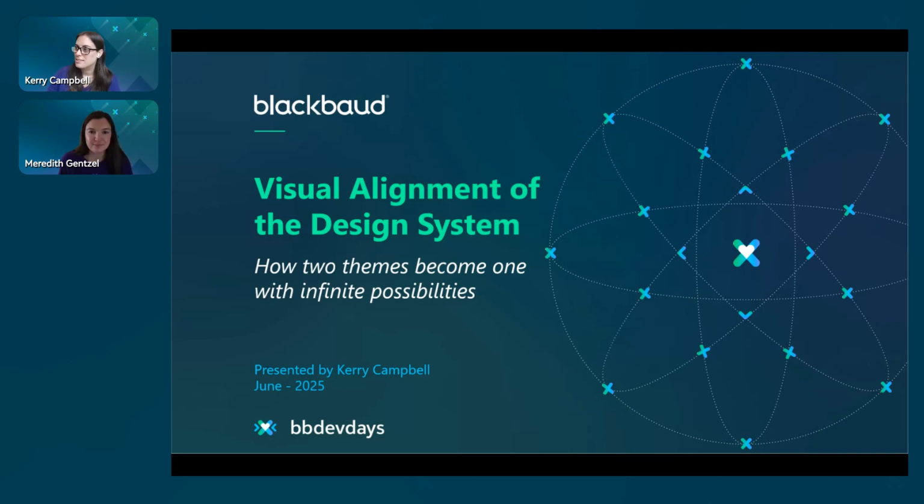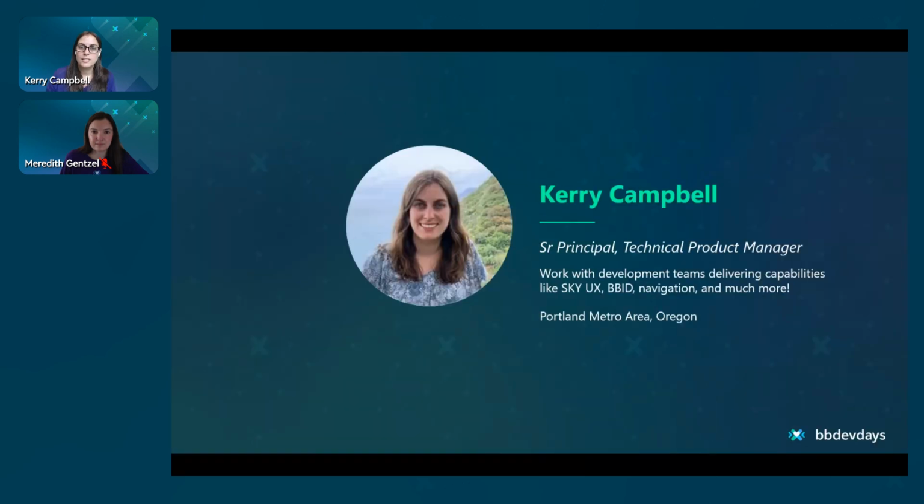Great, thanks so much. All right, welcome everyone. I am here to talk about the visual alignment of the design system. This is a little bit of a part two if you were able to attend my session yesterday. If not, that's totally fine. But we'll get into SkyUX, our design system, and how we're working towards two themes becoming one theme that enabled a lot of additional features and functionality. So with that, let's get started.